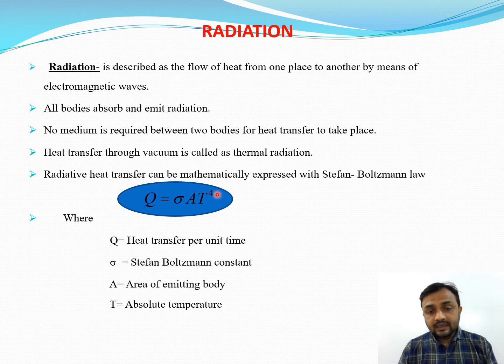Radiative heat transfer can be mathematically expressed by the Stefan-Boltzmann law. That is Q equals sigma A T to the power 4, where Q is the heat transfer per unit time, sigma is the Stefan-Boltzmann constant, A is the area of the emitting body, and T is the absolute temperature. This is the Stefan-Boltzmann law.